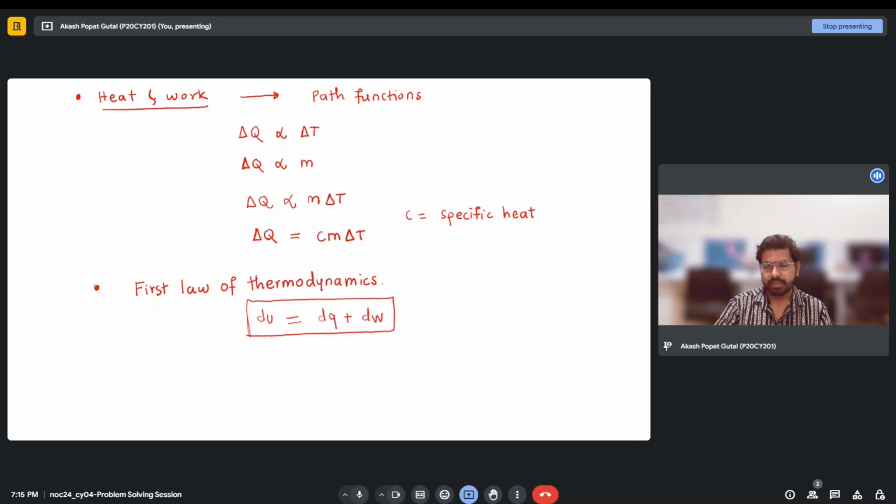And then we have discussed, just after that, the first law of thermodynamics, which tells us that the total internal energy change of your given system will be the addition of the heat taken by the system and the work done on the system. It's just the summation of both. So it follows the law of conservation of energy, as we know.